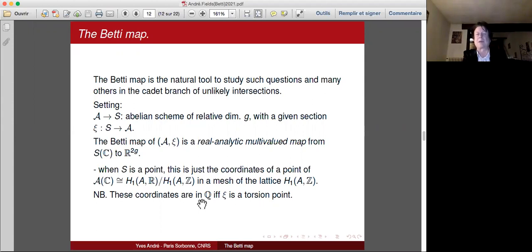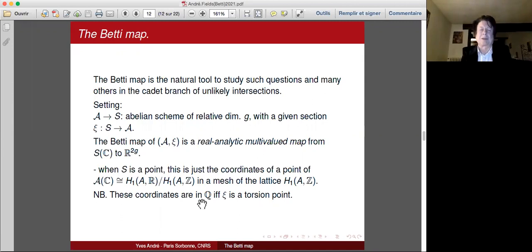The Betti map of this pair, A and xi, will be a real analytic multi-valued map from the complex points of S to the real space of dimension 2g. So this is not at all the kind of map one is used to encountering in arithmetic geometry or algebraic geometry.